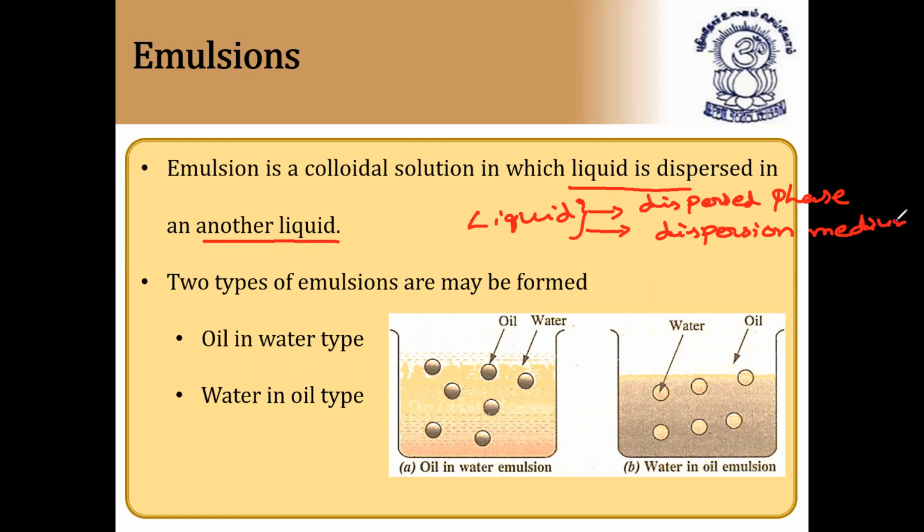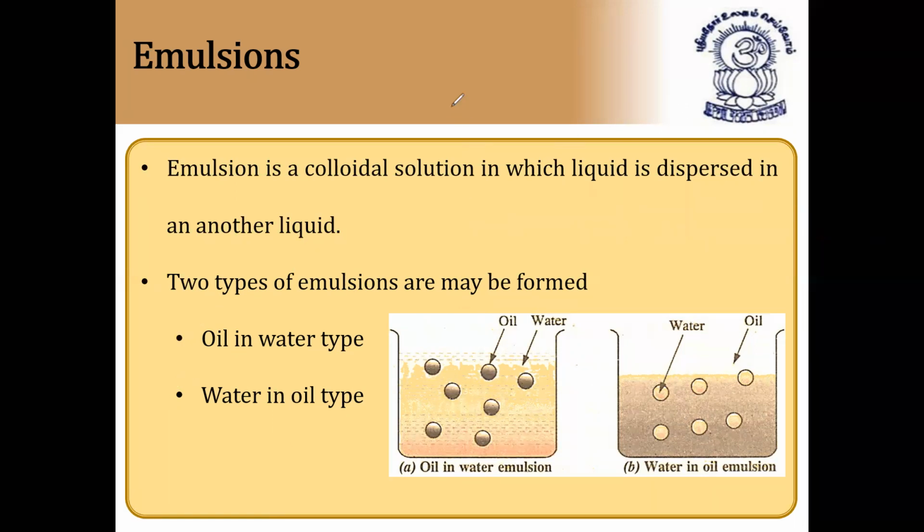So two types of emulsions may be formed: one is oil in water type and the other is water in oil type. They'll ask about these types of emulsions. In oil in water, oil droplets are present in water, and in water in oil, water droplets are present in oil. I hope it is clear. Now we will discuss more about emulsions.